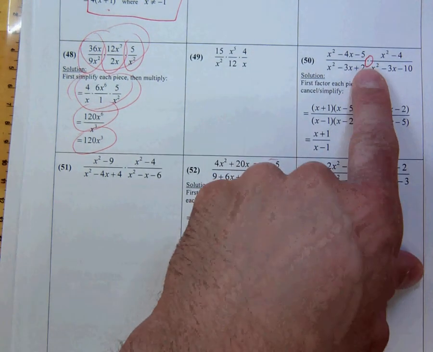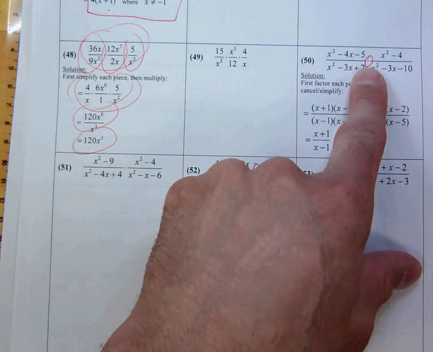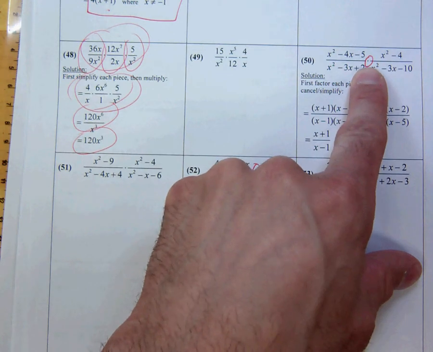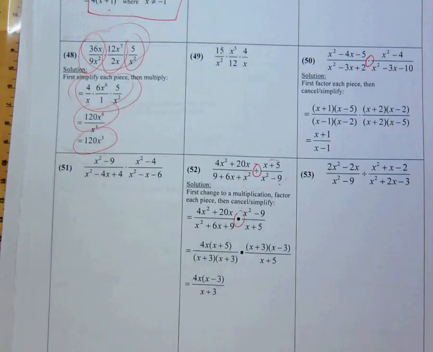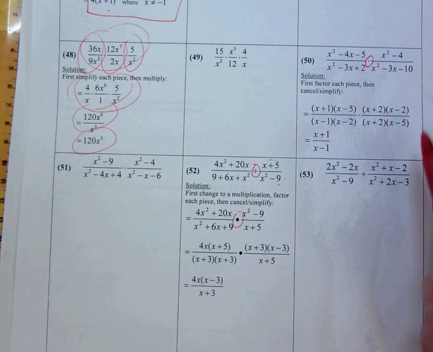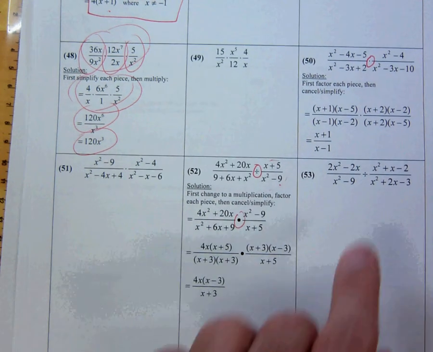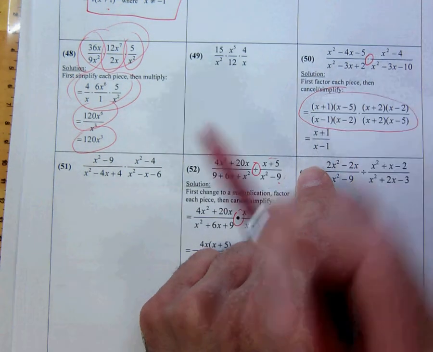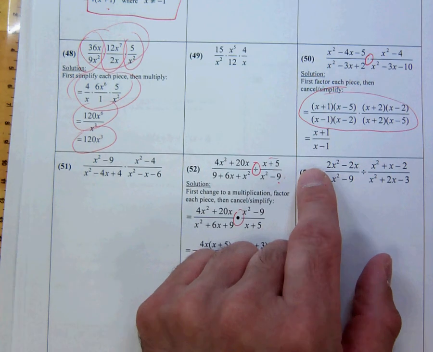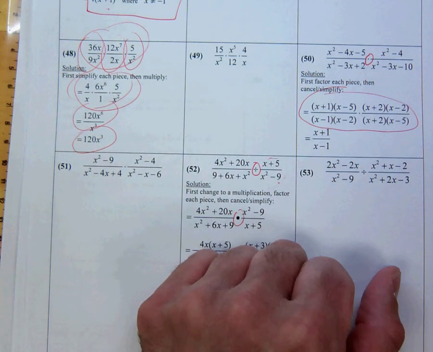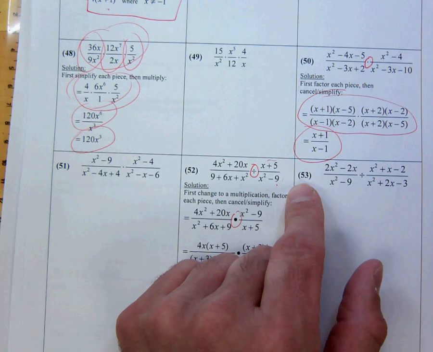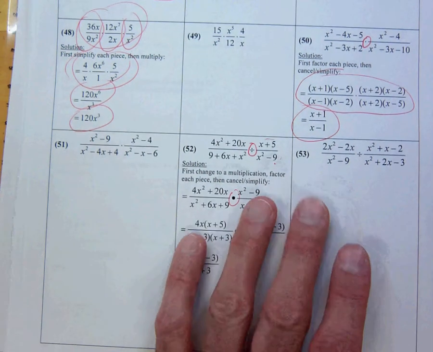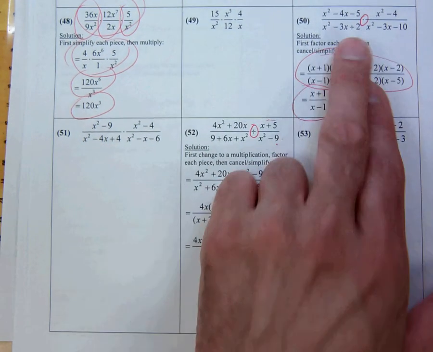Okay, 50 is what type of problem? Quick, quick, quick. It's a multiplication. Okay, and so what I did is I factored all of these binomials and trinomials, turned it into this mess. Then I canceled a bunch of stuff from numerator to denominator, right? So after I cancel a bunch of stuff, what's my answer? x plus 1 over x minus 1. Got it? Yes? Okay.